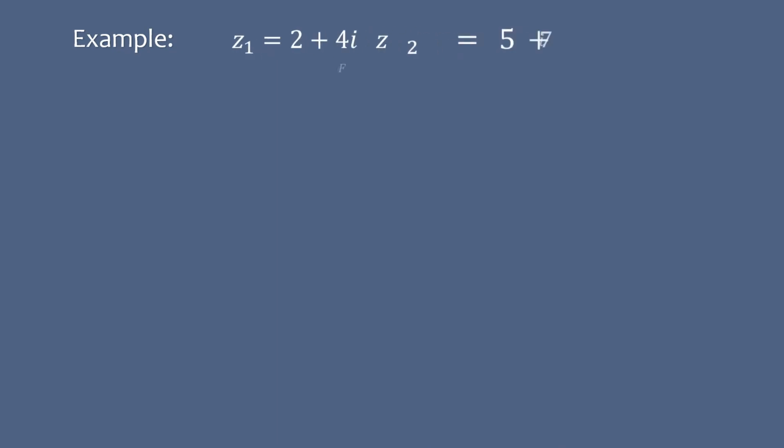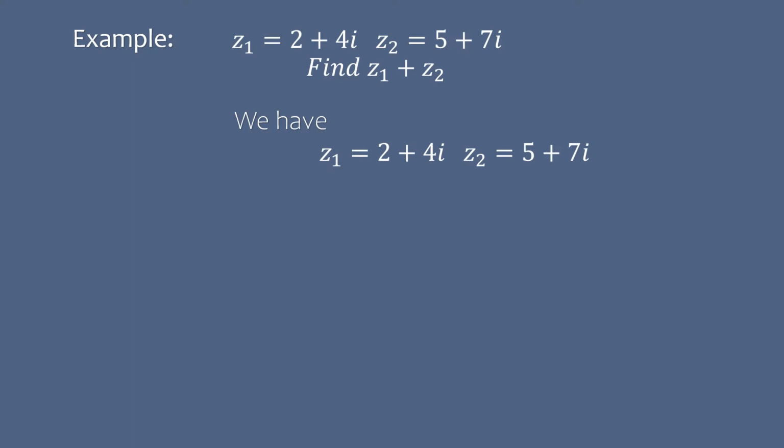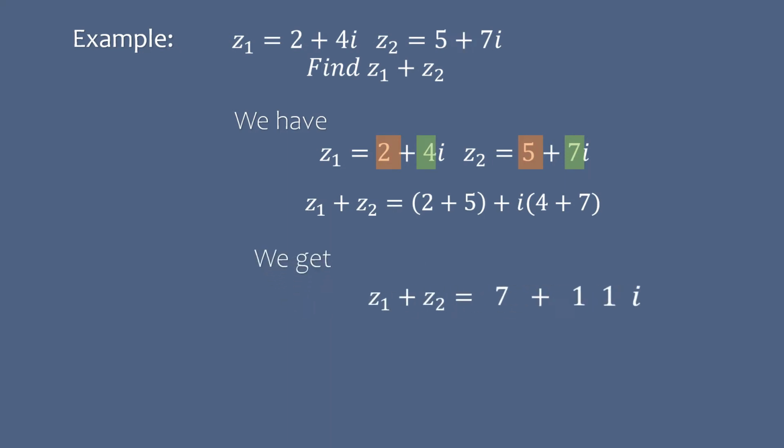Let us consider an example. We have z1 equal to 2 plus 4i and z2 equal to 5 plus 7i. Now, the sum of these two numbers, 2 and 5, will give rise to the real part of the complex number, and these two numbers, 4 and 7, will give rise to the imaginary part. So, we can write z1 plus z2 equal to 2 plus 5 plus i times 4 plus 7, and we get z1 plus z2 equal to 7 plus 11i.